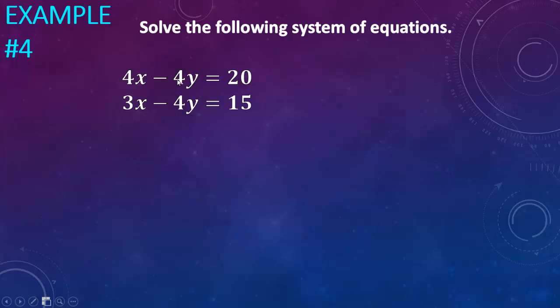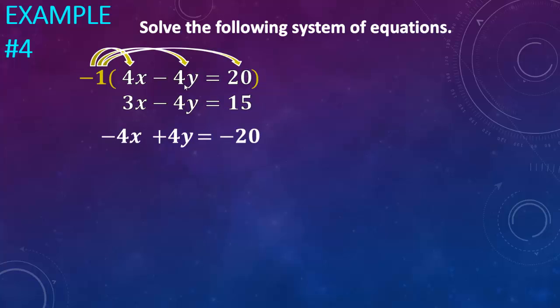So we need to find a way to make one of those positive. And the way that we do that is we multiply by -1. So really all we're doing is changing the signs of each part of the equation. So it's a negative 4x, a positive 4y, and a negative 20. And then the bottom one stays the same.